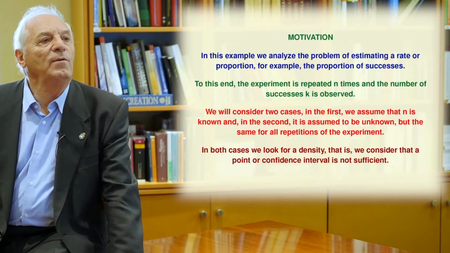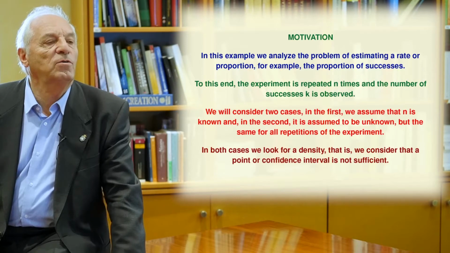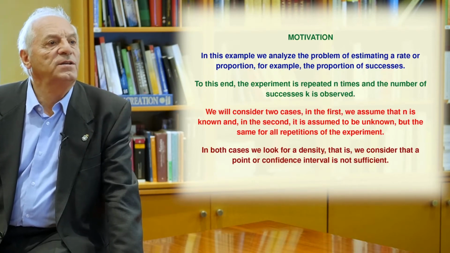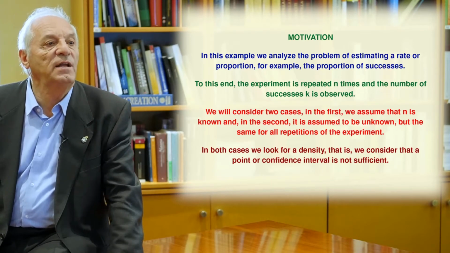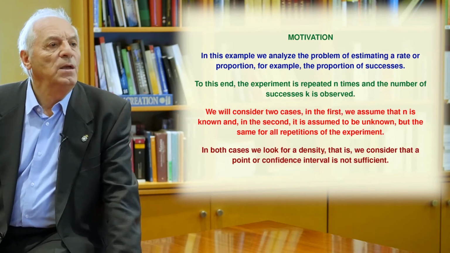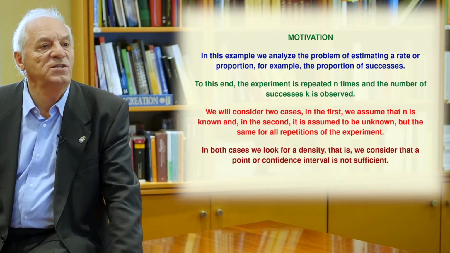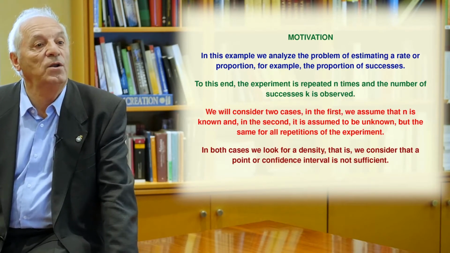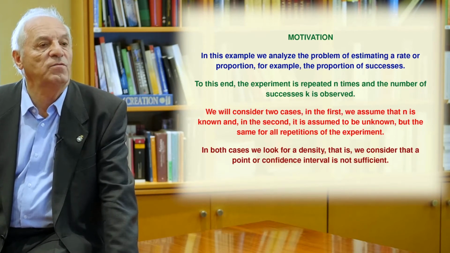In this example, we analyze the problem of estimating a rate or proportion, for example, the proportion of successes. To this end, the experiment is repeated n times and the number of successes k is observed. We will consider two cases. In the first, we assume that n is known, and in the second, it is assumed to be unknown, but the same for all repetitions of the experiment.